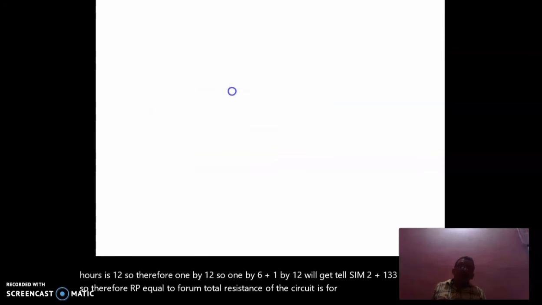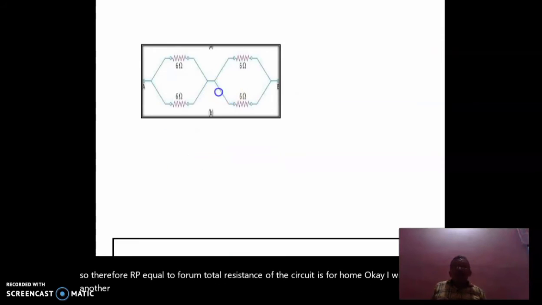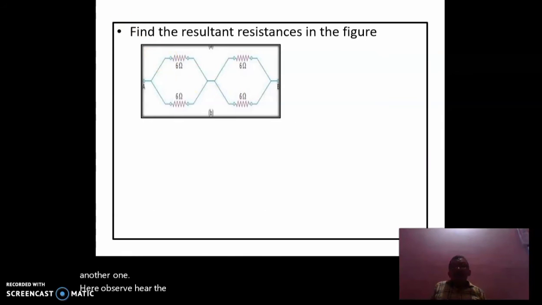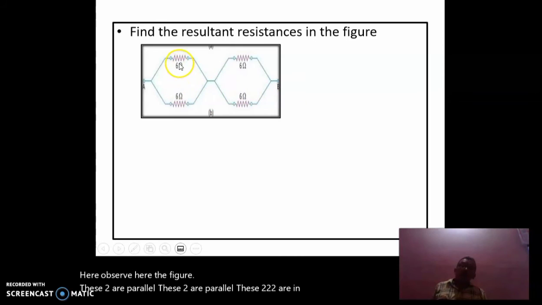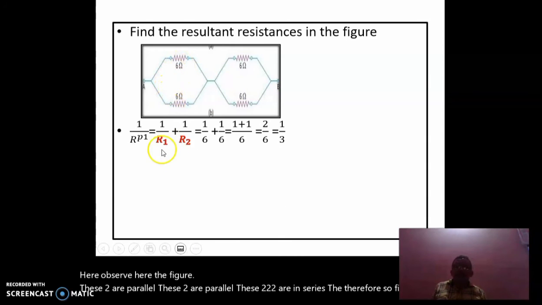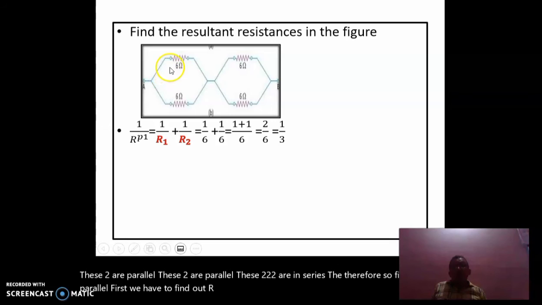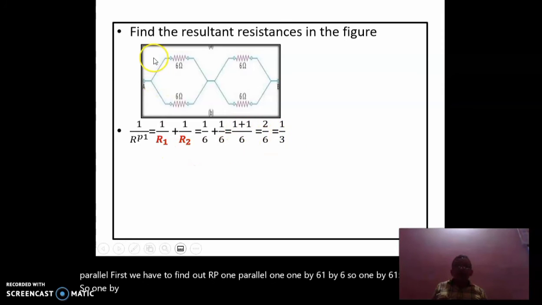Okay. I will show another one. See here, observe the figure. Here, these two are parallel. These two are parallel. These two sets are in series. Therefore first we have to find out RP1, parallel 1. 1 by 6, 1 by 6. 1 plus 1, 2 by 6. So 1 by 3. So that is the resistance. This resistance is 3 ohm.